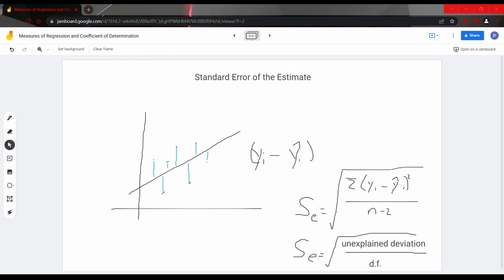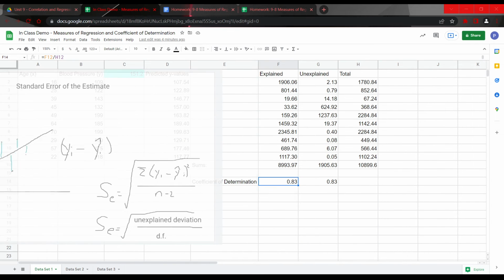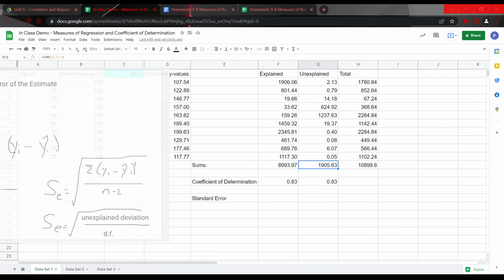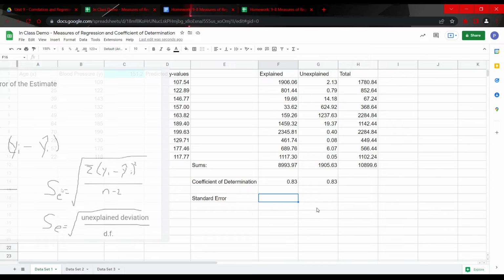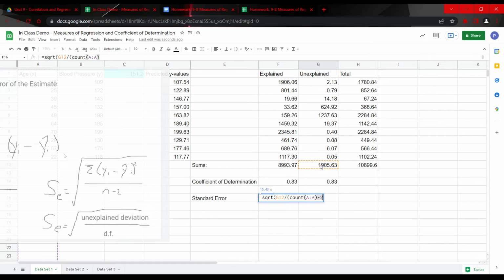Now on Google Sheets, we actually don't need to use this formula at all, and I'm not going to make you use this formula. On Google Sheets, let me quickly move this so that you can see the formula. Standard error. So using the formula, we already have our unexplained deviation, 1900. So we can do equals the square root of the unexplained deviation over count of AA minus 2, right? However many data points there are minus 2, that'll give me 15.43.